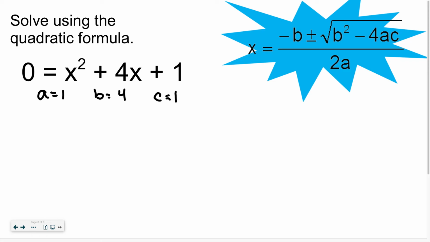Oh, you're solving by completing the square? So I want you to practice the quadratic formula instead today. You forgot to balance your equation. You forgot to add 4 to both sides. That's right.